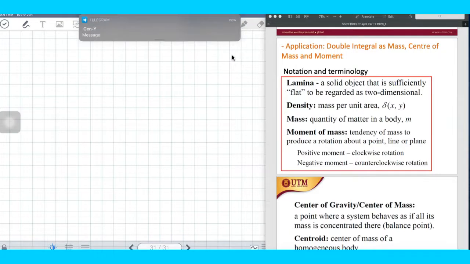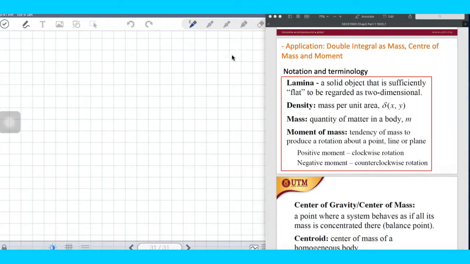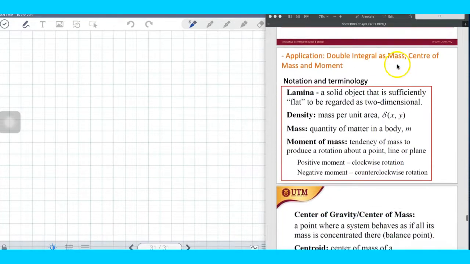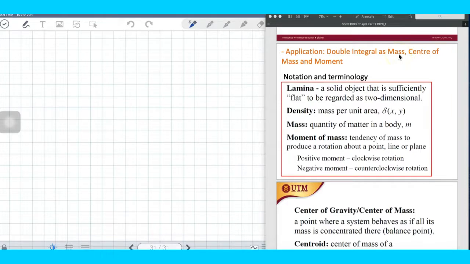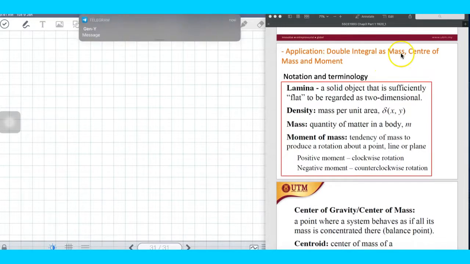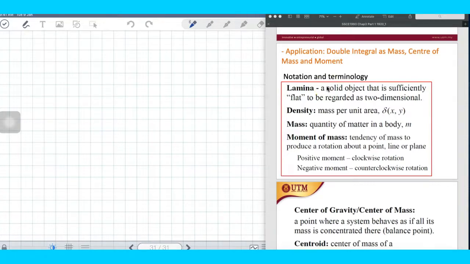So another application that we can have using the double integral, whether in polar or in Cartesian, is to evaluate the mass, the center of mass and moment. Okay, so this is more related to physics. I do not want to explain in detail the physical meaning of the mass, center of mass and moment, but I will just show you a bit on the notation and also the terminology.